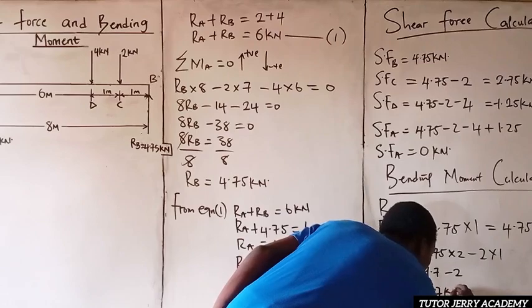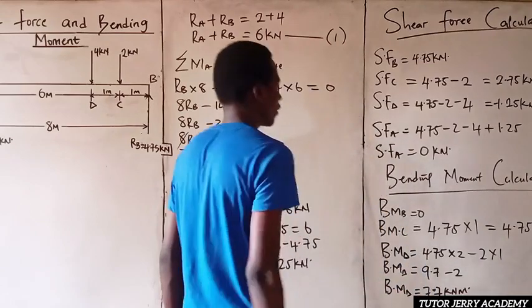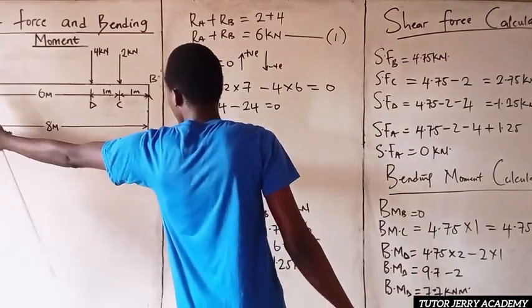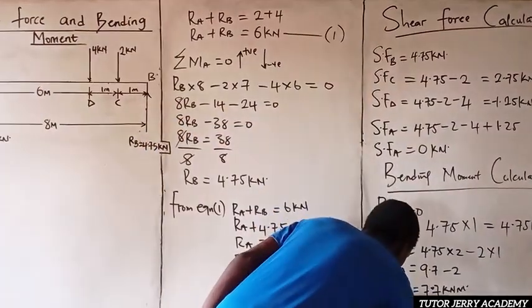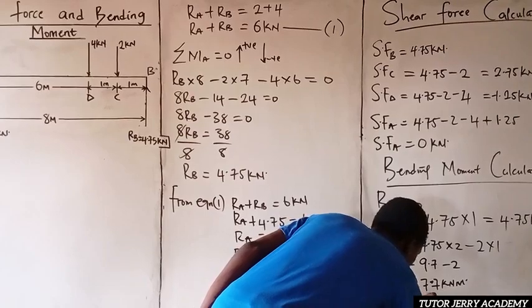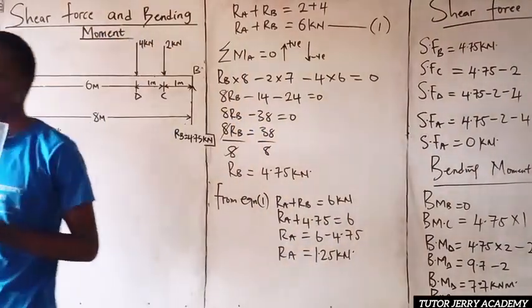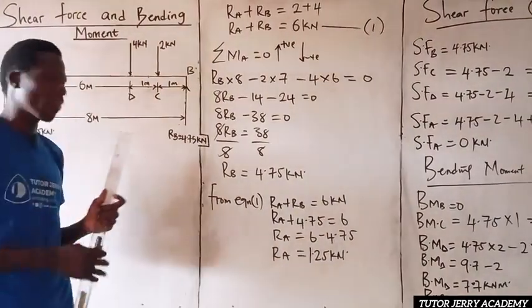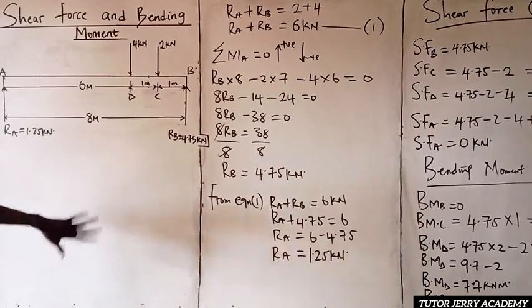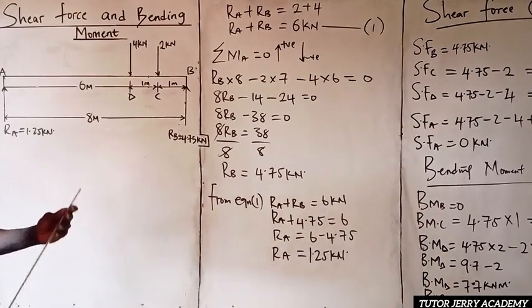7.7 kilonewton meter. And of course, bending moment at A is nothing but 0. So this is what we have. So from all this that we have just done, we can draw our bending moment diagram and our shear force diagram. So let's do that quickly.